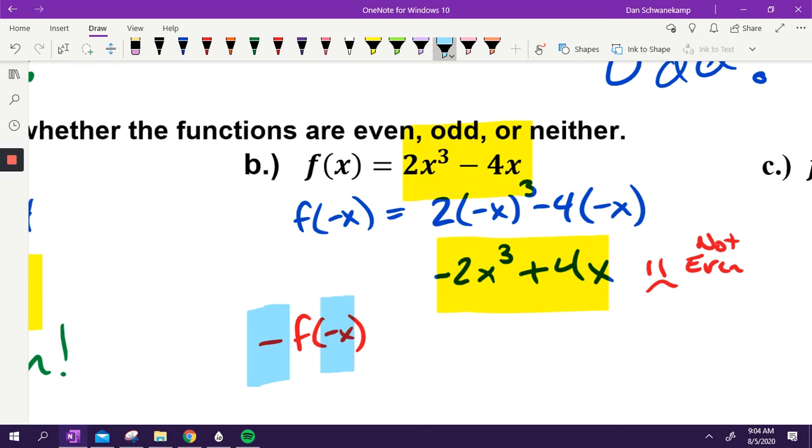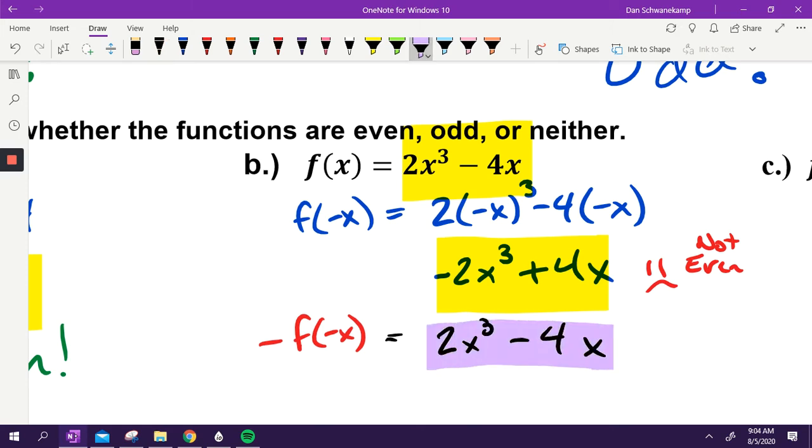So I'm going to basically multiply everything by a negative. Everything in this problem, I'm going to change the signs. Positive 2x cubed, negative 4x. Is this thing right here, when I changed both things, the same as what I started with? Are those exactly the same? Yay. It's odd. It has origin symmetry.